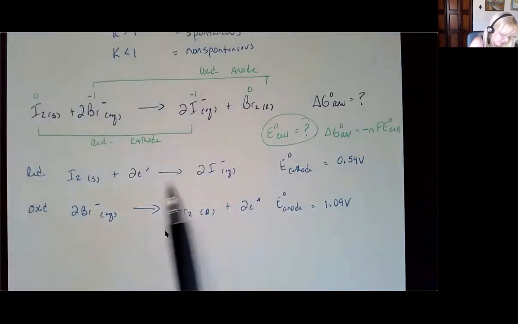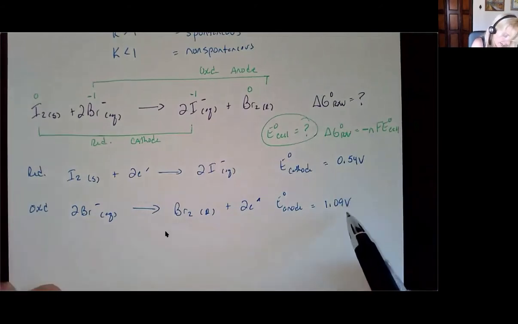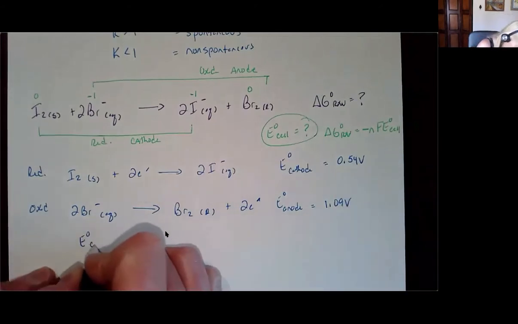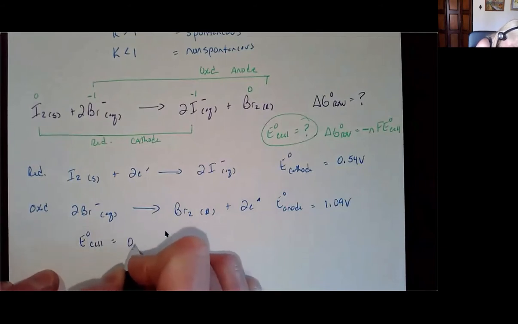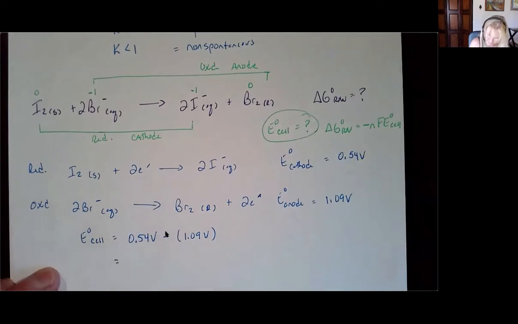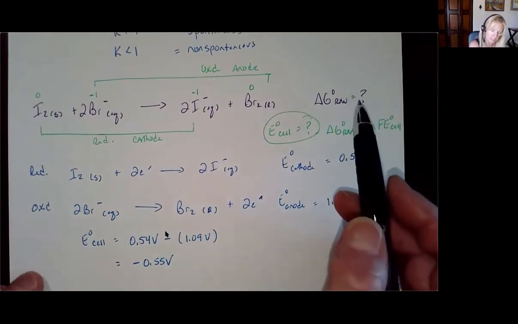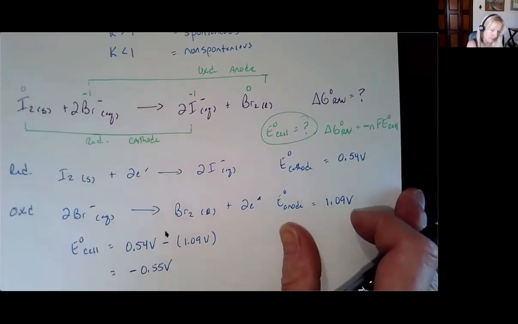So as I have this written, I'm already predicting that this is going to be a non-spontaneous reaction because this is higher in value. So E cell is going to be my cathode minus my anode. That's going to give me a negative value, which also tells me that it is non-spontaneous. And then if I want to calculate delta G, I'm going to expect a positive value for delta G because delta G would be positive under a non-spontaneous reaction.